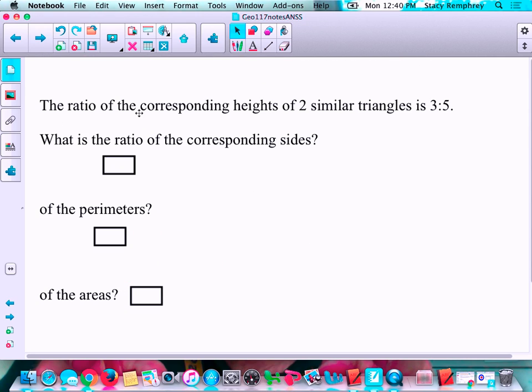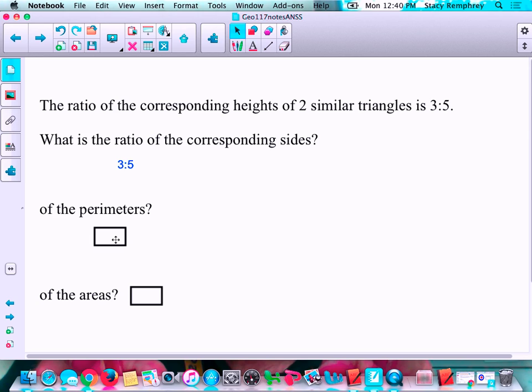In the next slide, the ratio of the corresponding heights of 2 similar triangles is 3 to 5. That means this is your a to b ratio. What is the ratio of the corresponding sides? Well, this is the scale factor, and the scale factor is the same for the sides, so that is also going to be 3 to 5.